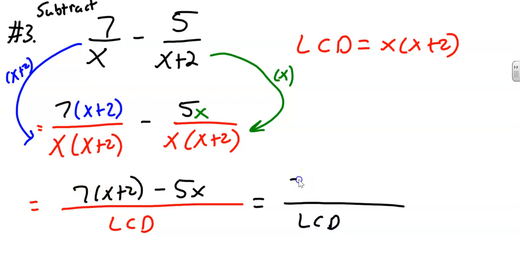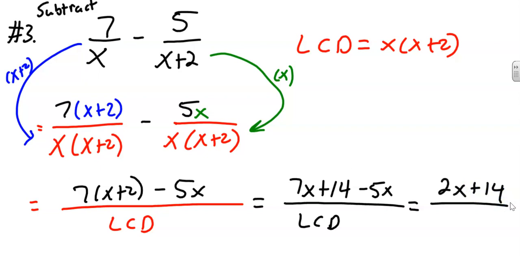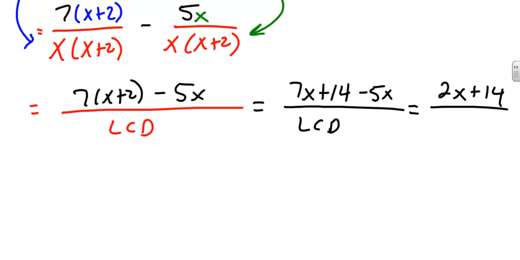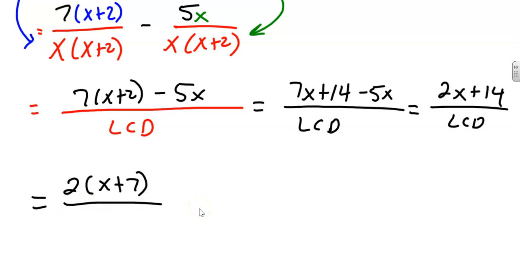You've got 7 times x, 7 times 2. Okay, and on the top part, you've got 7x minus 5x, which would be 2x, plus 14. And this is one where they may or may not make you go a little bit farther, but if this was me doing this part, I would go ahead, because you can factor the top part just a little bit, to get 2 times x plus 7.